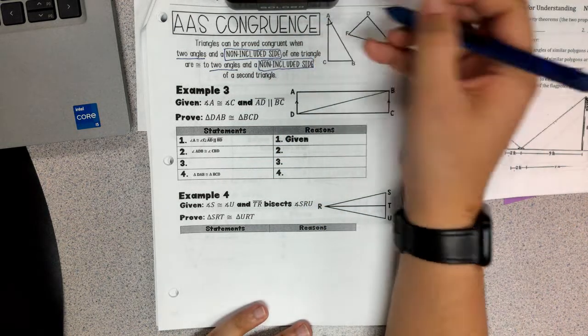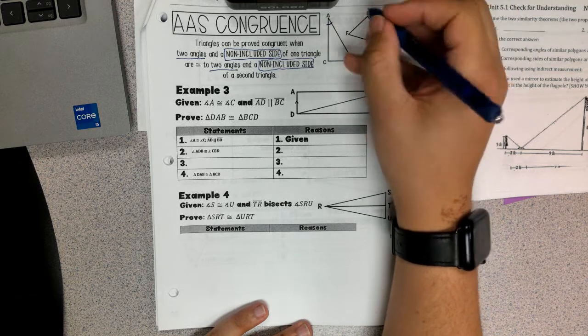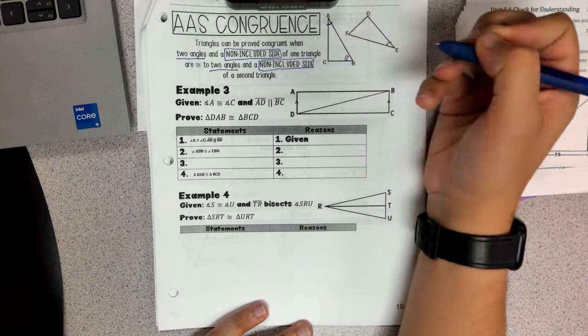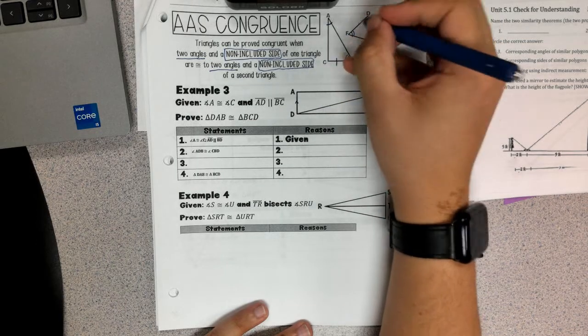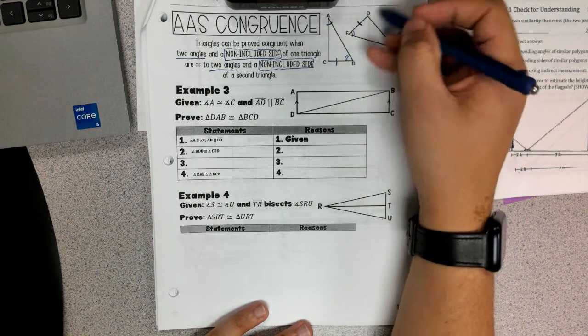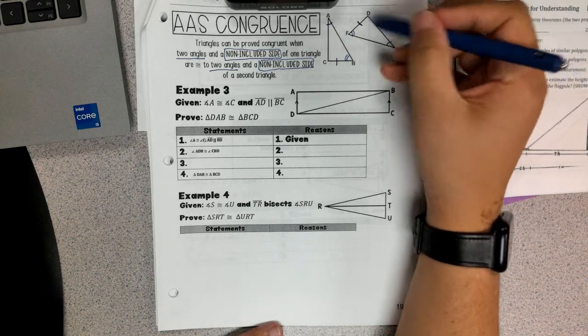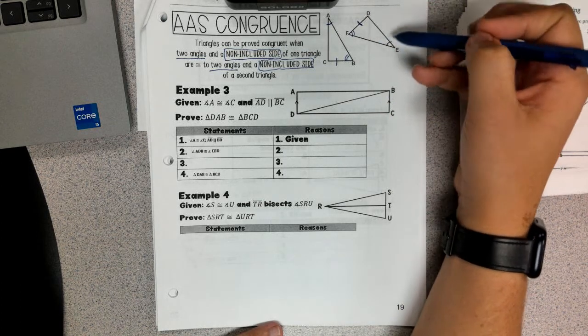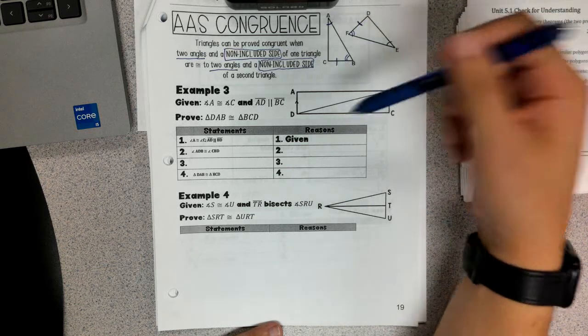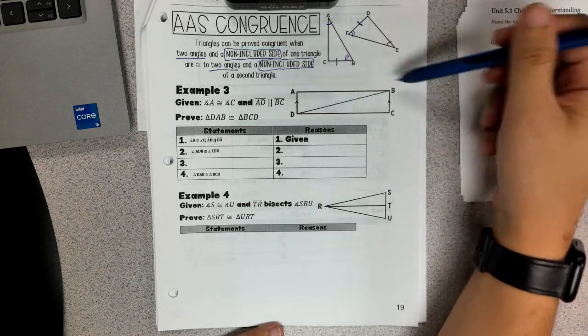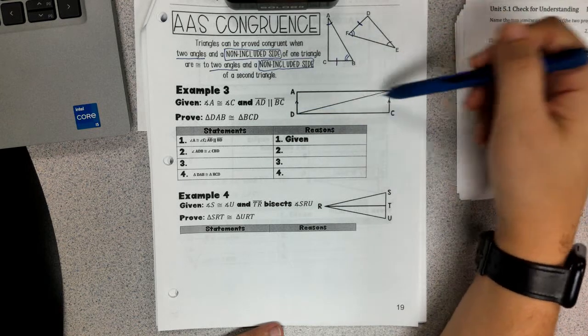If I have angle A and angle E, and then I have angle B and angle F, and then a side like segment CB and segment DF, then I could say that these two triangles are congruent because of angle-angle-side.